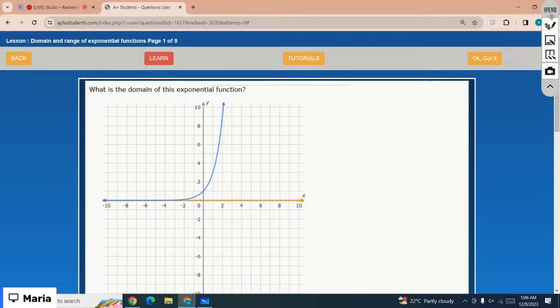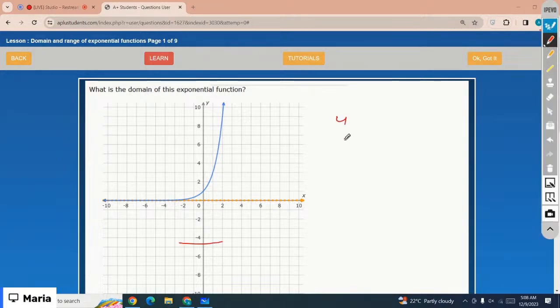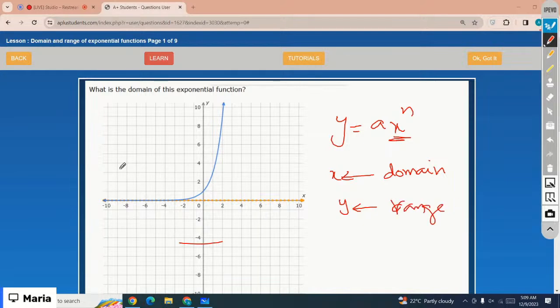Okay, let me explain again. Just listen to me carefully. Exponential functions are always like this: y equals a times x to the power n, right? The exponent is a variable. These are the exponential functions. We are working on domain and range of the function. The x values of any expression are the domain, whatever x value you put here is the domain, and the y values of the function are the range. The domain of the exponential functions is all real numbers, because the exponential function can be evaluated on all real numbers. So the domain of the exponential function is always all real numbers, right?